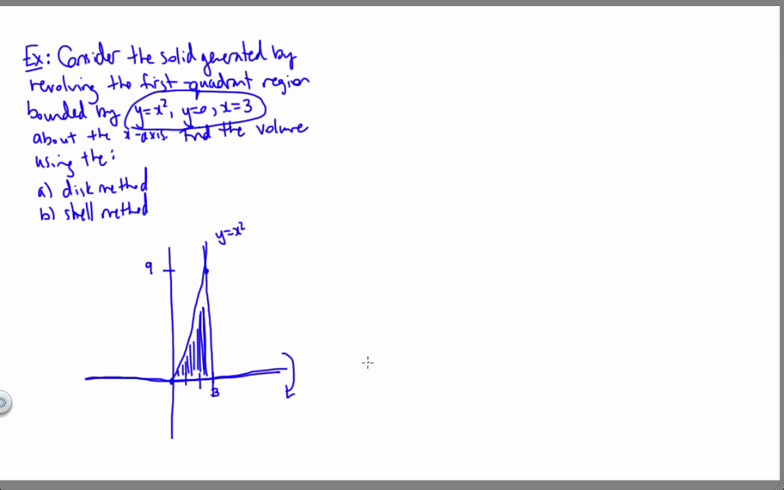So let's see if we can visualize the solid that's being created. I'm going to draw it a little bit smaller. I'm going to draw it away from the coordinate axes here. So we'd have this circular area at the right side here, and we're creating this solid shape that looks like this. And we'd like to calculate its volume.